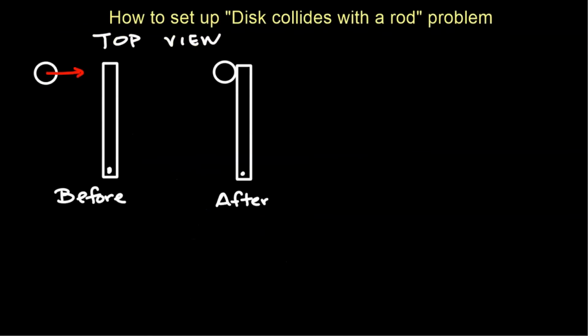Now I'd like to show you how we can set up a disk collides with a rod problem. Here we have a rod on a flat, frictionless table. It's got an axis of rotation at the bottom here, and the ball is coming and hitting this rod. So we have the before and the after situation here. Assuming that there are no external net forces on the system along the plane of the table, we can say that the initial momentum is equal to the final momentum.